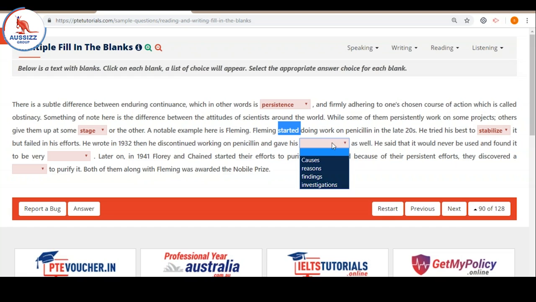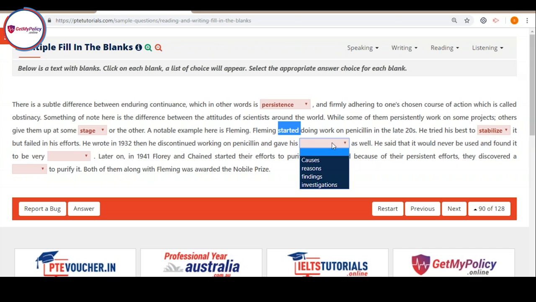Later on in 1941, Florey and Chain started their efforts to purify penicillin. Okay, now I got the meaning. So this can never be stabilized. It will always be, it has to be purified. Because what you are doing here, you are purifying penicillin. And because of their persistent efforts, I'm damn sure about the words I have chosen here.